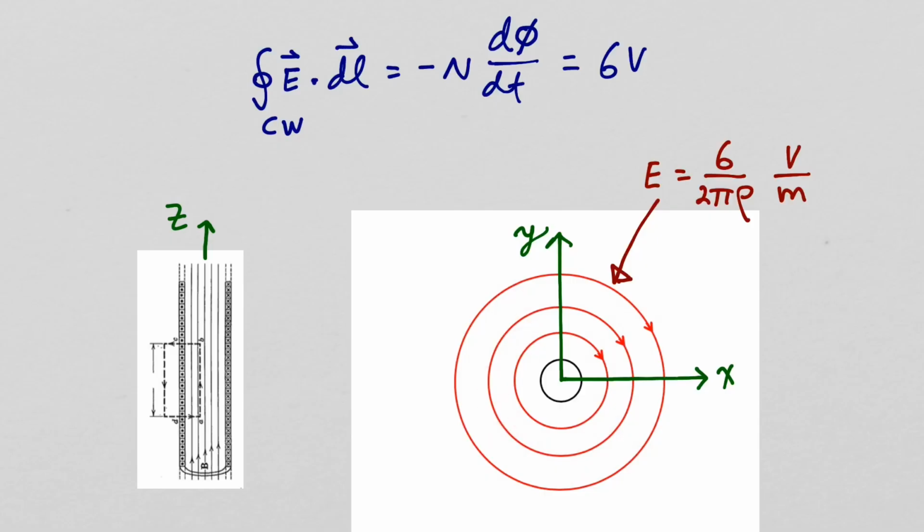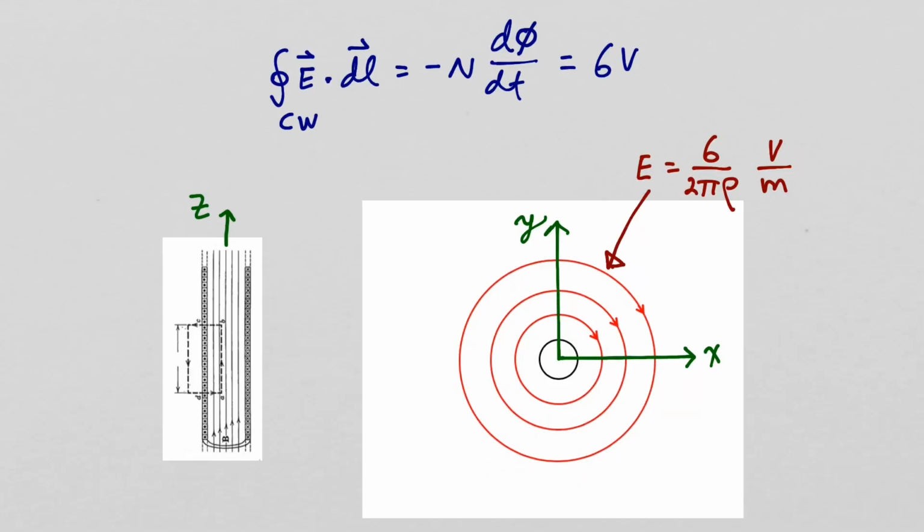solenoid. In example 1, the current in the solenoid was ramped at a rate to produce an electromotive force of 6 volts, so that the magnitude of the electric field intensity was 6 over 2 pi rho volts per meter, where rho is the distance from the center of the solenoid.